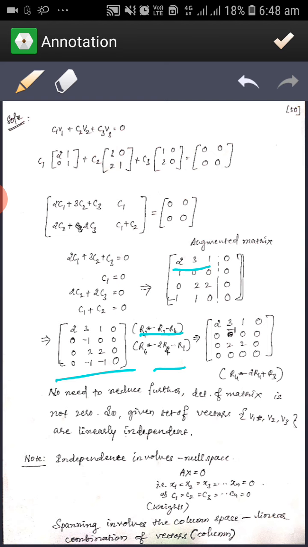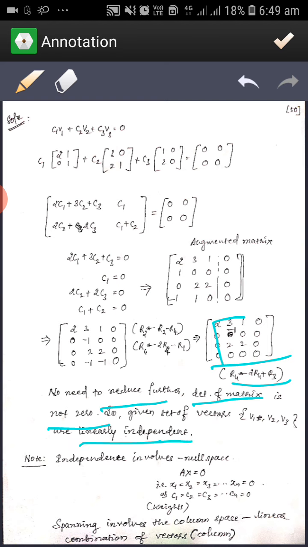After getting all these operations, there is no need to reduce further, because we can look at the determinant again here. The determinant of the matrix is not 0, so directly you can say that the vectors are linearly independent.